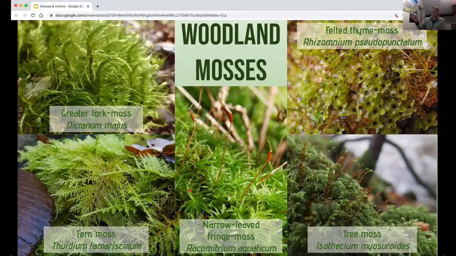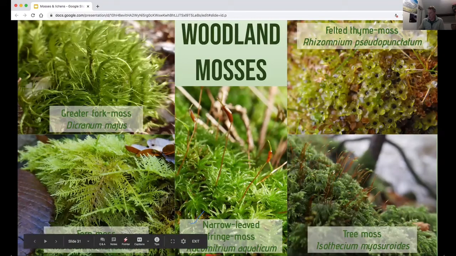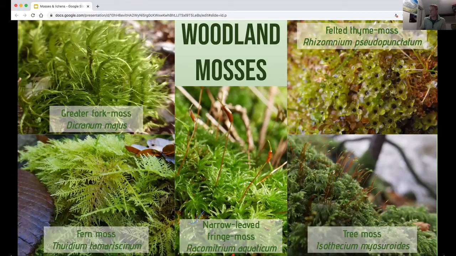So Racomitrium is the one that we saw, the woolly hair moss, but the same family, Racomitrium there, but in a different environment. Similar, same family, but a different environment that they live in.